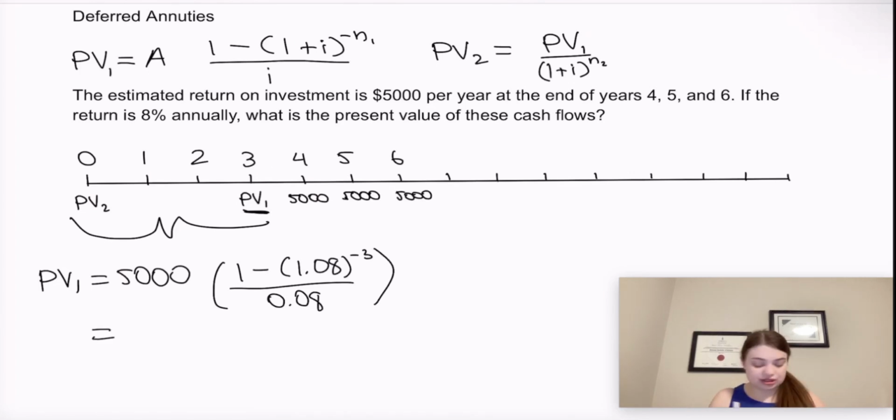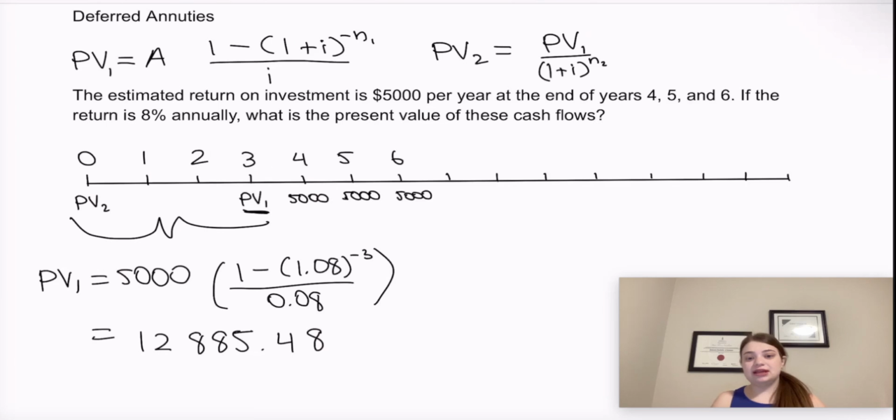And then I'm going to just calculate that. So 1.08 to the power of negative 3, hit equals. And then 1 minus that number, hit equals, divided by 0.08, hit equals, and last but not least, multiply by 5,000, hit equals. Okay, so that gets me $12,885.48. So therefore, that's kind of our break-even.